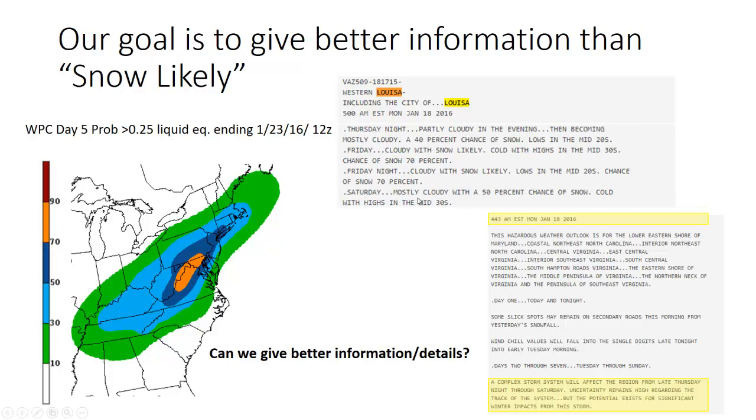And really the only thing we could do was just say, snow likely, 50% chance of snow, so on and so forth. And then in the HWO, we talk about uncertainty remaining high regarding the track of the system, but the potential exists for significant winter impacts from the storm, which is a good statement. I mean, don't get me wrong; the statement was perfectly fine, but can we give more information? I think we might be able to, and I'll show you this example as we go through.